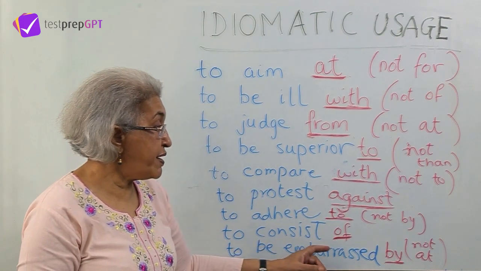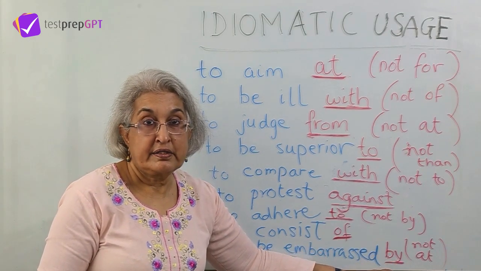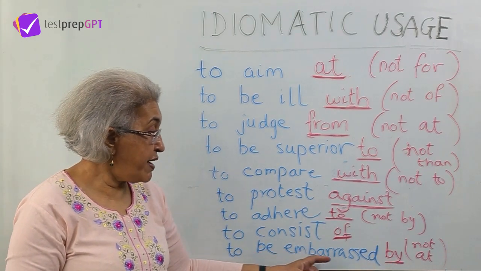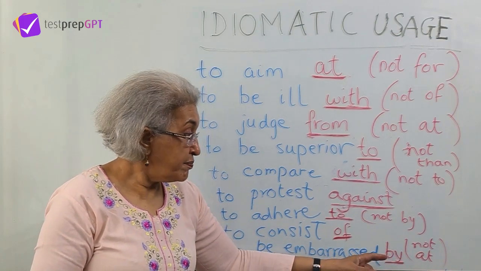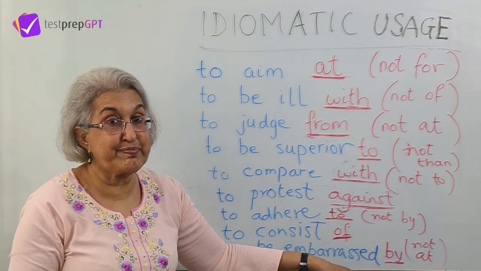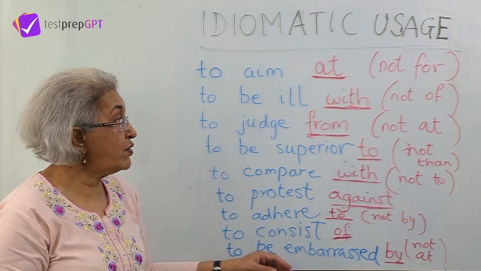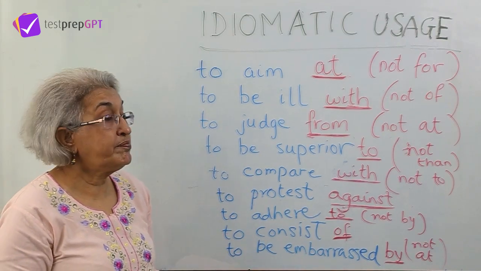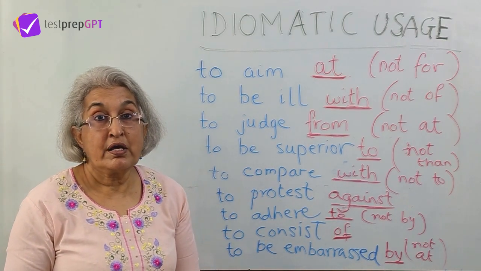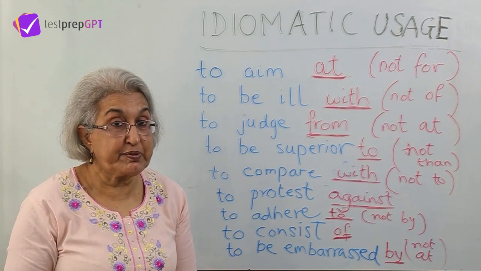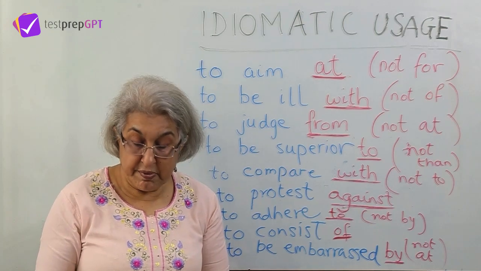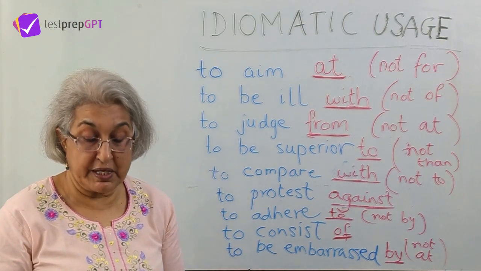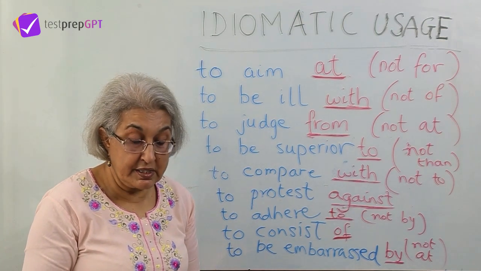Then to be embarrassed by. So I was embarrassed by his behavior, not at his behavior, right? So these are the many kinds of small verbs and prepositions which create some idiomatic meaning. There are many such meanings that can be created.